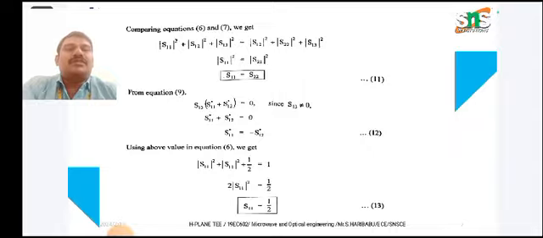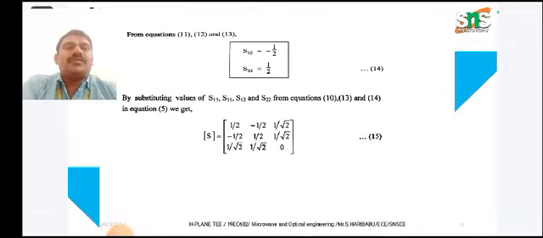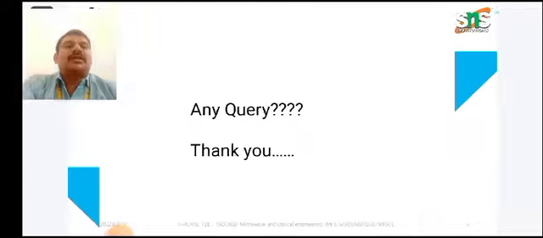Using the above value in equation 6, we get S11 equal to 1 by 2. From equations 11, 12 and 13, we see S12 is equal to minus 1 by 2 and S22 is equal to 1 by 2. By substituting those values, we obtain the scattering matrix as: 1 by 2, minus 1 by 2, 1 by root 2; minus 1 by 2, 1 by 2, 1 by root 2; 1 by root 2, 1 by root 2, and 0. Those are the equations we obtain.